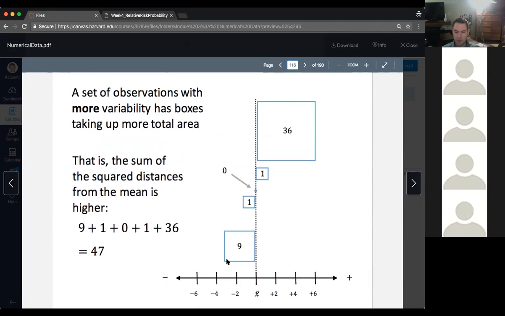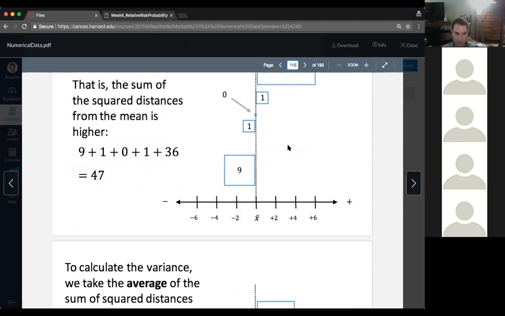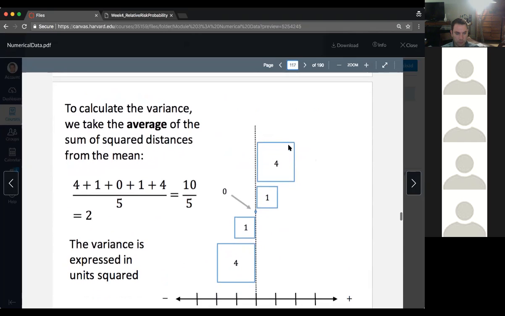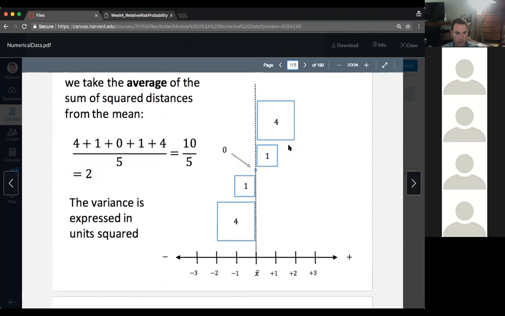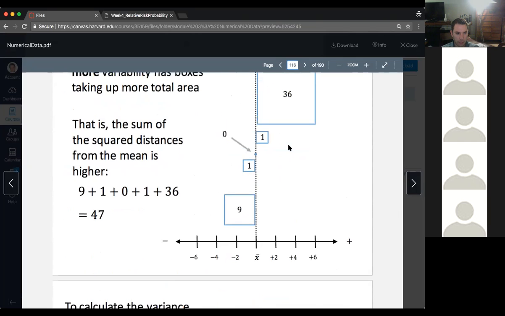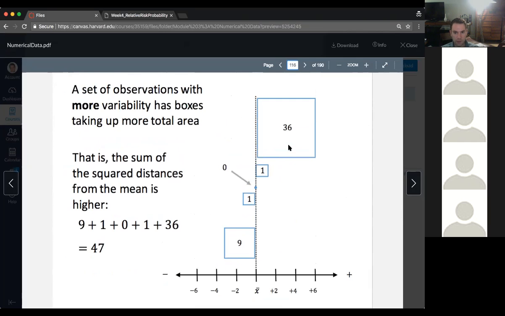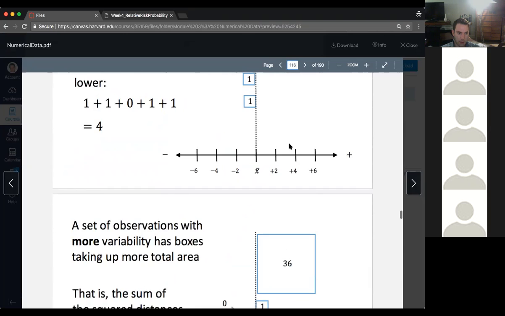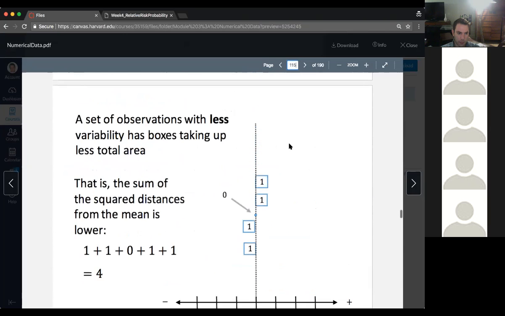And then once we have all these numbers, we can sum them all up and get 47. So 9 plus 1 plus 0 plus 1 plus 36. It was just going from bottom to top. 9, 1, 0, 1, 36 is equal to 47. And because there's 5 of those points, we can average it. So we can take 47 divided by 5 to get the variance here. Does that make sense?